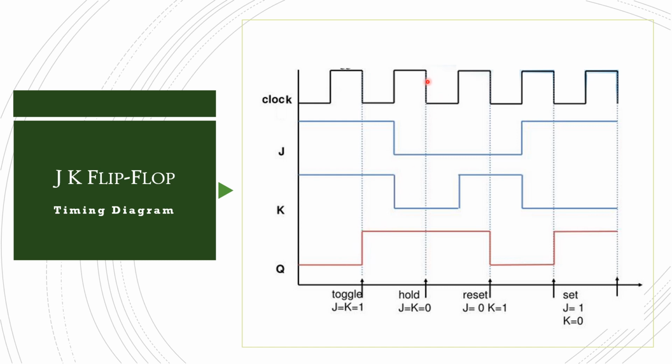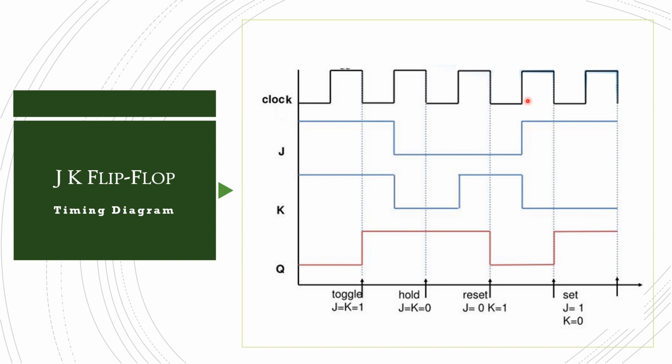Fine. During the next negative clock edge, J is equal to K is equal to 0. That means it should halt the state. It should remain in that previous state. So it remains in the logic 1 state. Fine. Then during the next negative edge, J is equal to 0 and K is equal to 1. That means we should move to the reset state. So the flip-flop goes to the reset state.